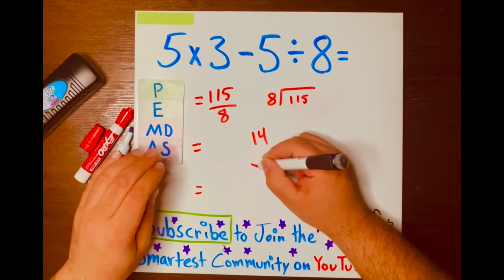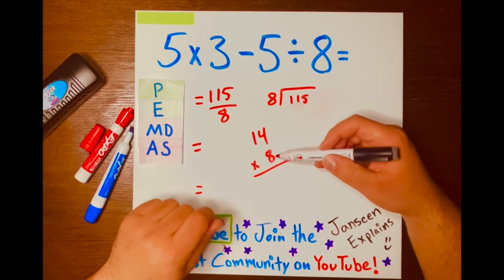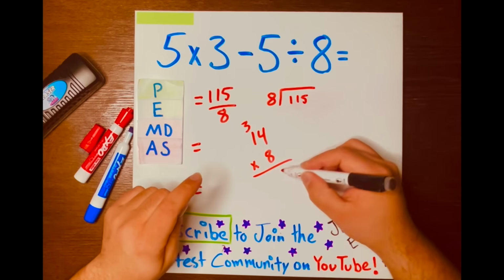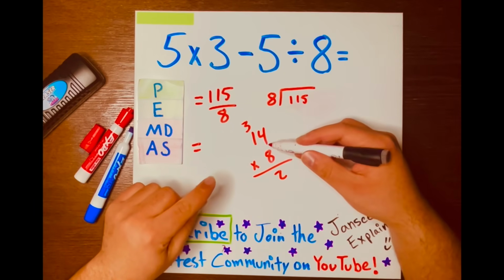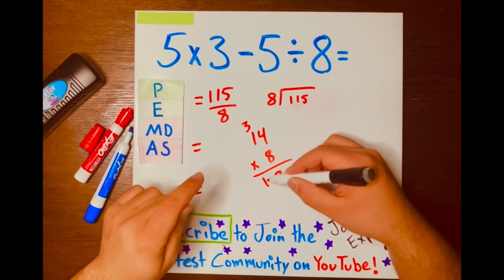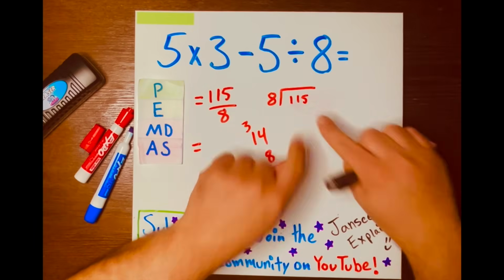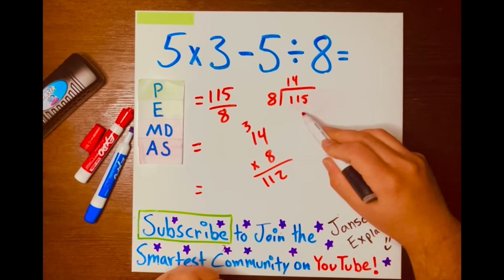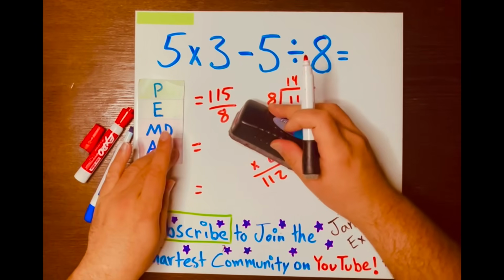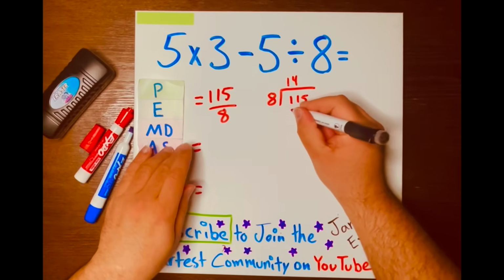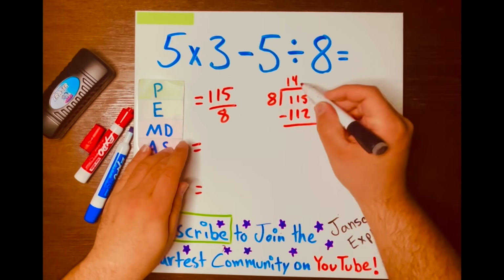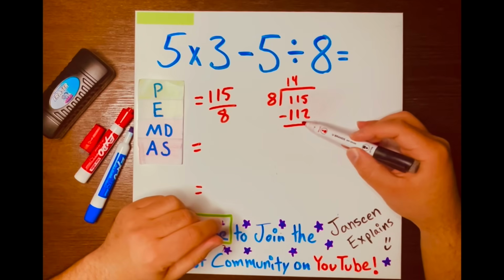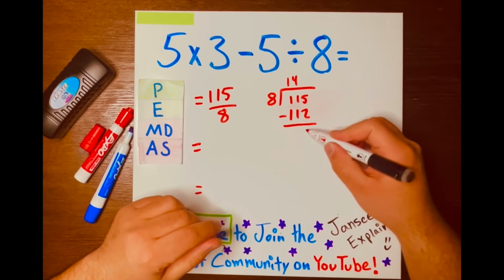So 14 times 8. 4 times 8 is 32. And 8 times 1 is 8 plus 3 is 11. So 112, that's close enough to 115. So it will be 14 times. You can fit 8 into 115 14 times. So let me write 112 right here, because 14 times 8 equals 112. And 115 minus 112 equals 3.